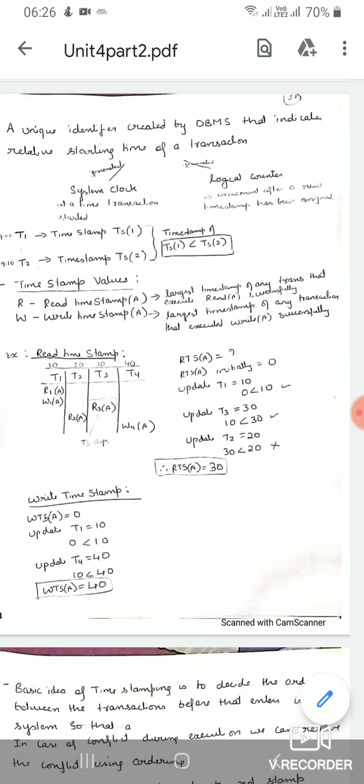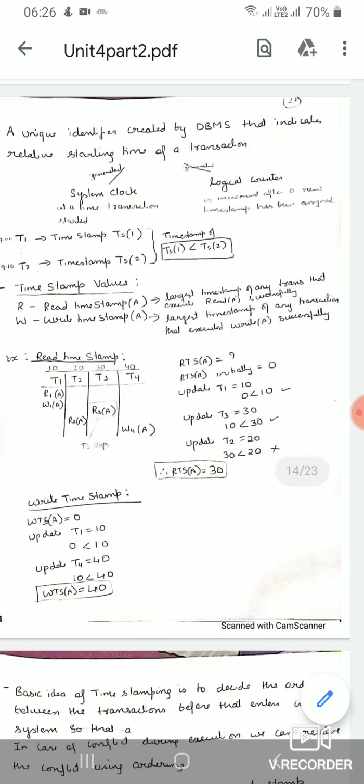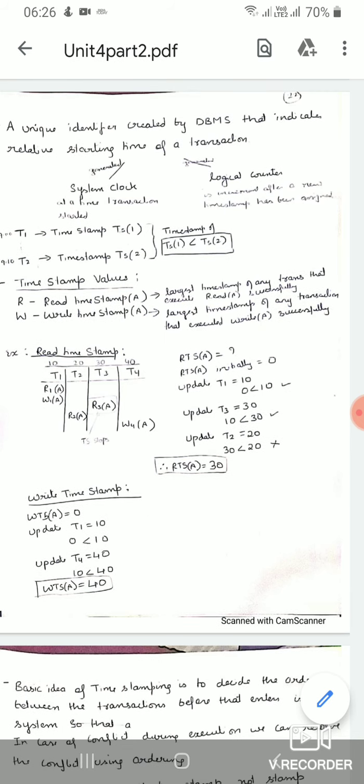So we are telling the read timestamp is nothing but the largest timestamp of any transaction that executes read successfully. So 30 is our read timestamp of A. This is the largest timestamp of any transaction that executed read of A successfully. At T3 we have executed it successfully, so that is our largest timestamp associated.